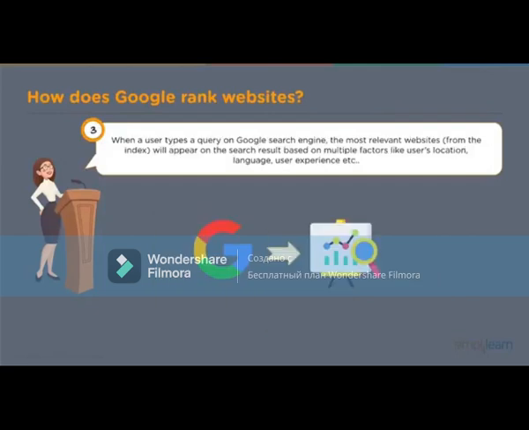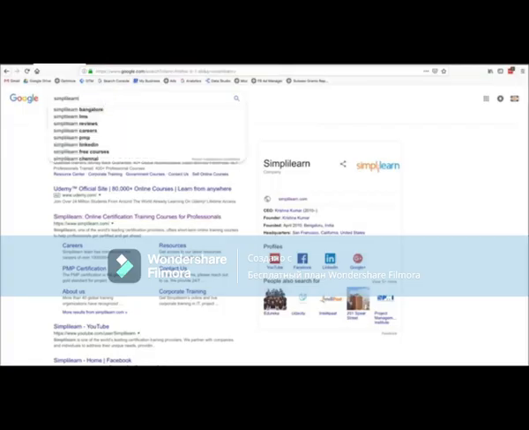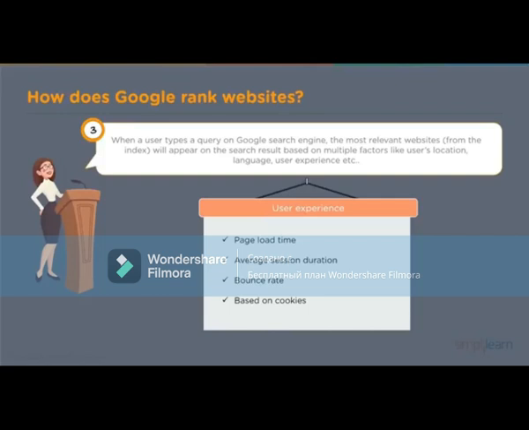And so when a user types a query on Google search, the most relevant websites that are in Google's index are going to appear in the search results. So in the example I gave with Simplilearn, Simplilearn is the brand name of the company, so there's a lot of relevancy there. That's why you see Simplilearn show up here organically, number one. Like we mentioned about what is SEO and why SEO, we talked about user experience. So there's a lot of factors that go into ranking, relevancy being one of them.